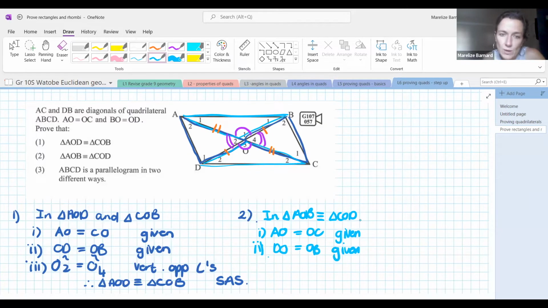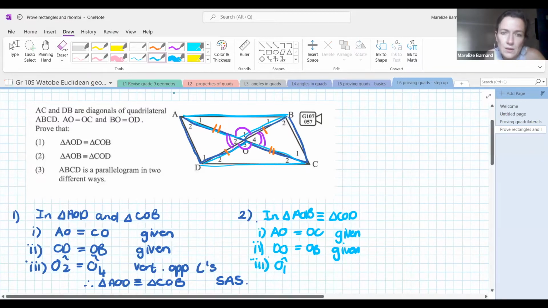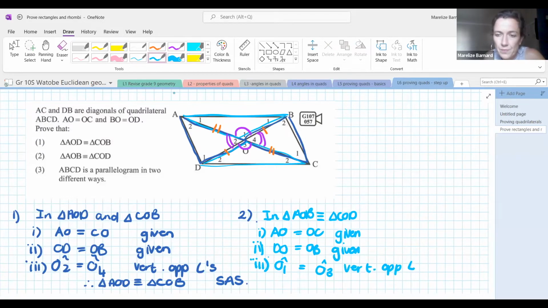And then O1, it's basically exactly the same. O1 is equal to O3, and that is vertically opposite. And in grade 10, each of these are worth a mark. So statement with its reason is 1 mark. So therefore, we can say triangle AOB is congruent to triangle COD, and it's side angle side again.